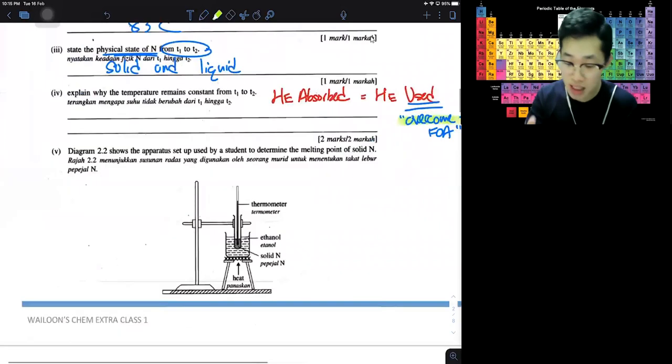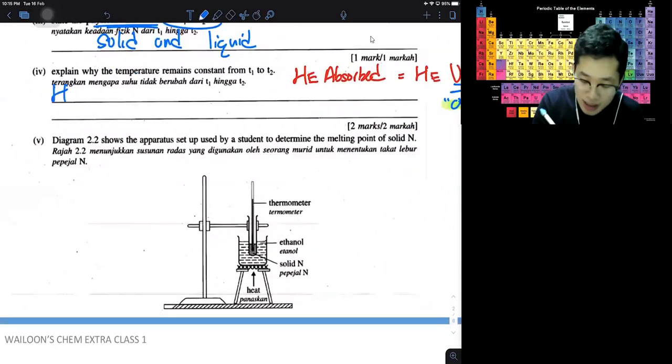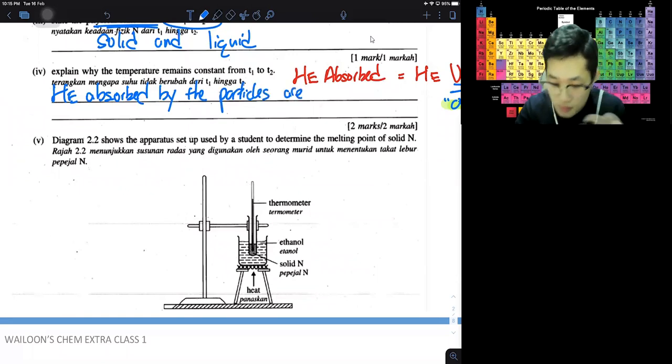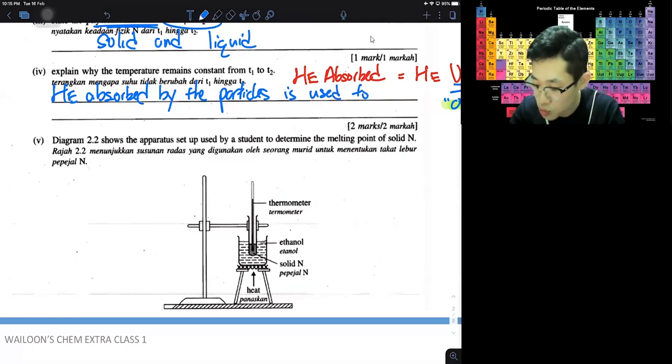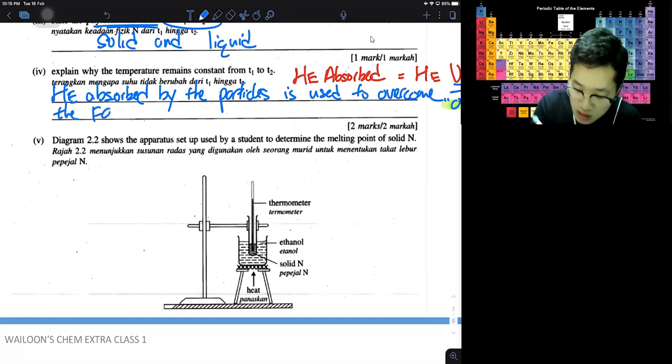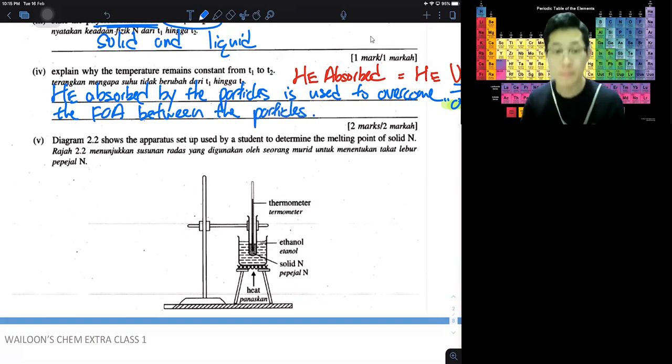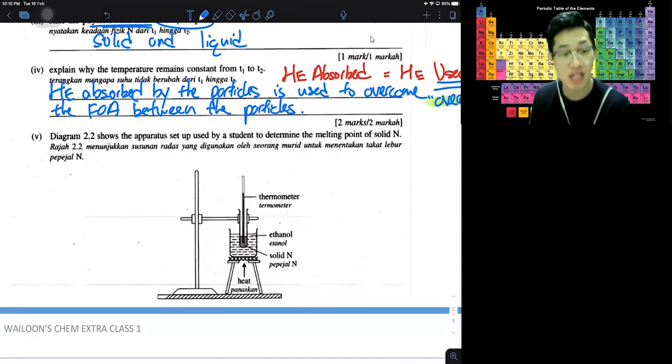So my answer will be: heat energy absorbed by the particles is used to overcome the forces of attraction between the particles. So I hope you have done the question, so you don't have to copy my answer here. You just have to check whether you have the keyword or not.